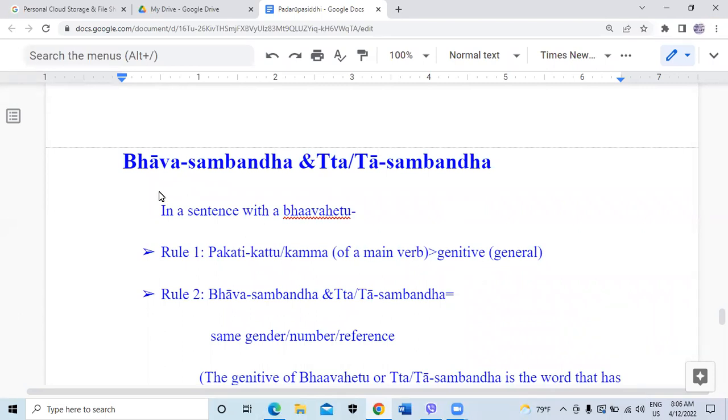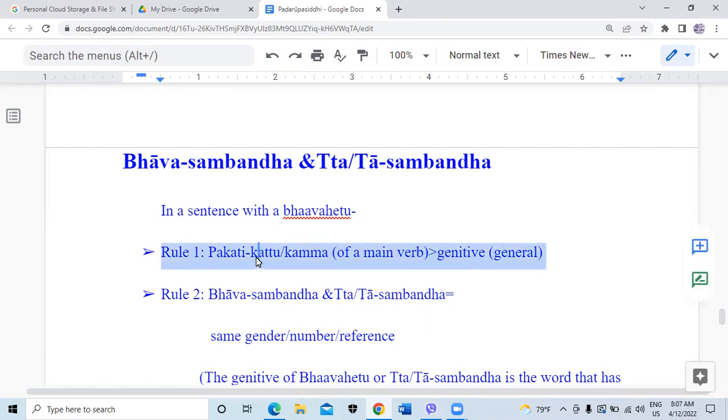Okay, so this topic is in the Dhammacakka level, the Sila Khandha subject. So one question comes. What is Bhava Sambandha and Taddhitakaṇḍa Sambandha? So here, rule 1, rule 2. Rule 1 is the general rule. It is easy to know.